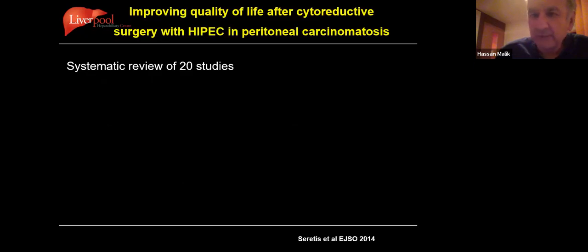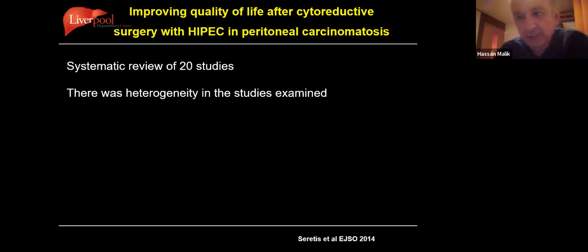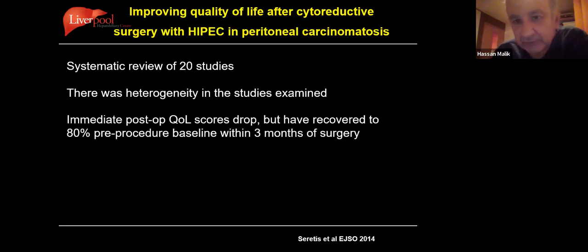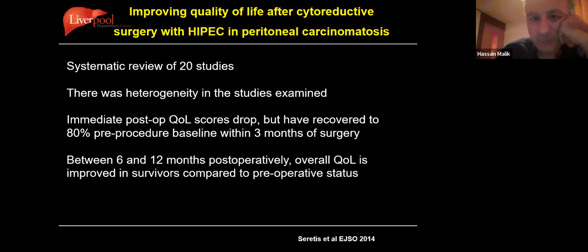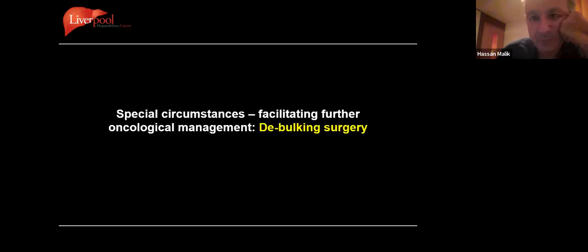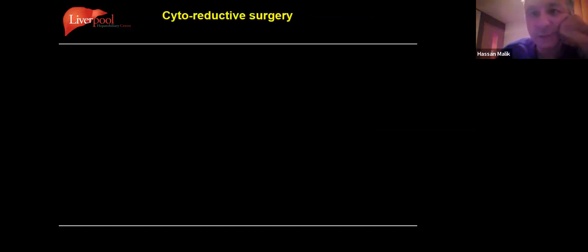What about improving quality of life? Well, this is looking at cytoreduction for HIPEC. Again, obviously this is an area where some of you have far more experience than I have. Although the quality of life after cytoreductive surgery initially falls, it does rebound after a few months. And certainly the quality of life for those who survive is comparable to their baseline before the operation.